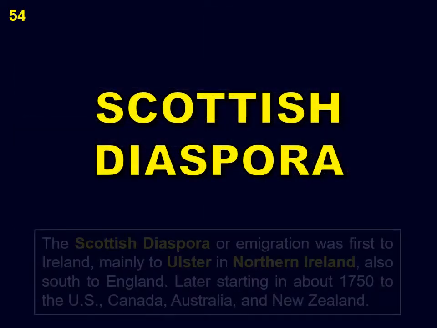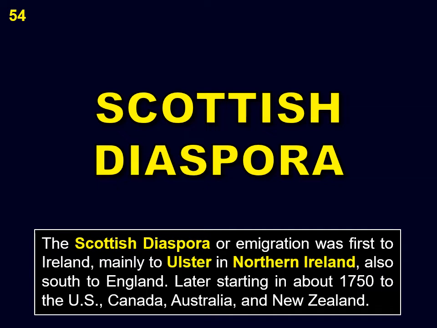Chapter 4. The Scottish Diaspora. The Scottish diaspora or emigration was first to Ireland, mainly to Ulster and Northern Ireland, also south to England. Later, starting in about 1750, to the US, Canada, Australia, and New Zealand.